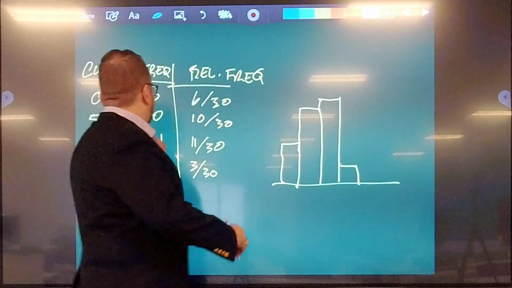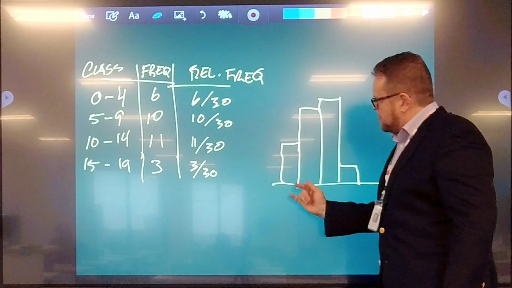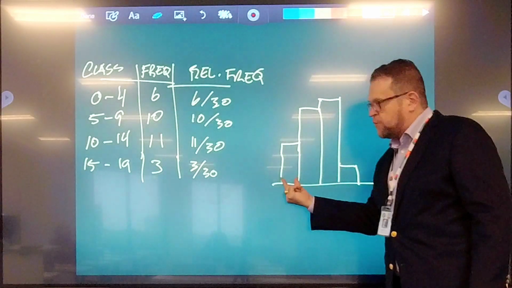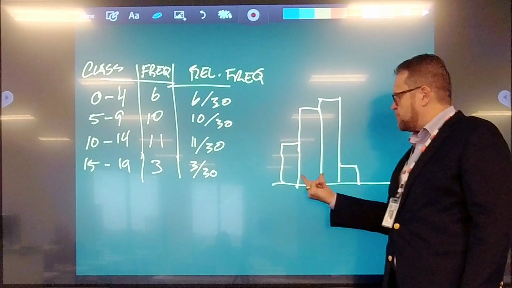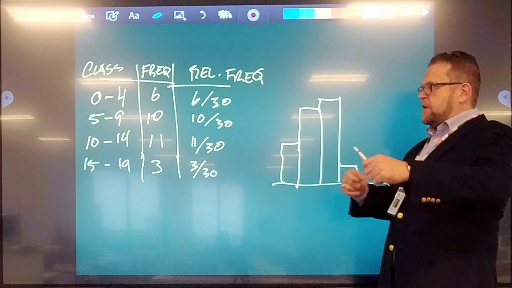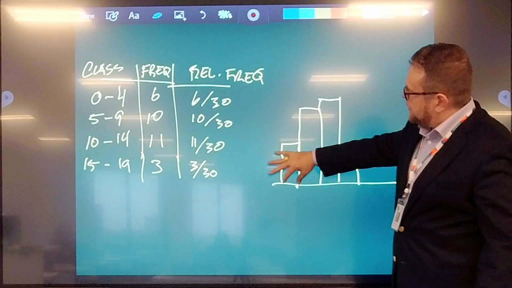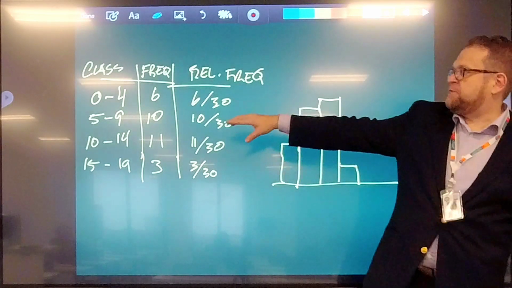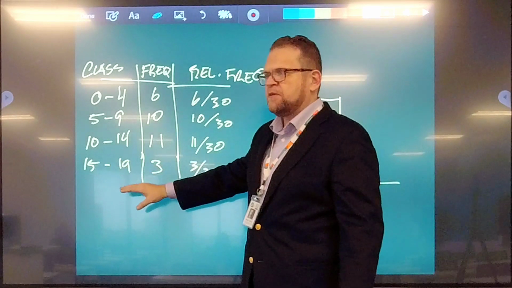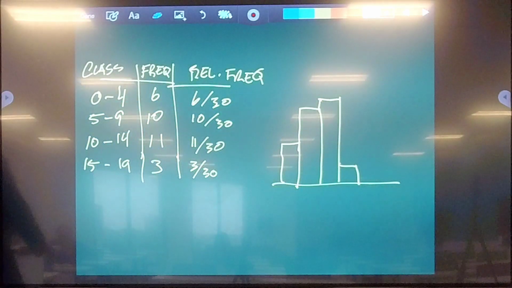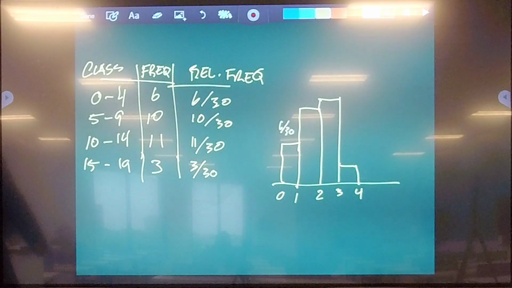I'll still have 6 observations right here, but I want to say that this bar just has a width of 1, and that this bar just has a width of 1. Like I'm transferring. So this width of 1 would really mean 5 minutes. See what I'm saying? Okay. So 0, 1, 2, 3, 4. Okay, and this first bar has a height of 6 over 30, and 10 over 30, and 11 over 30, and 3 over 30.